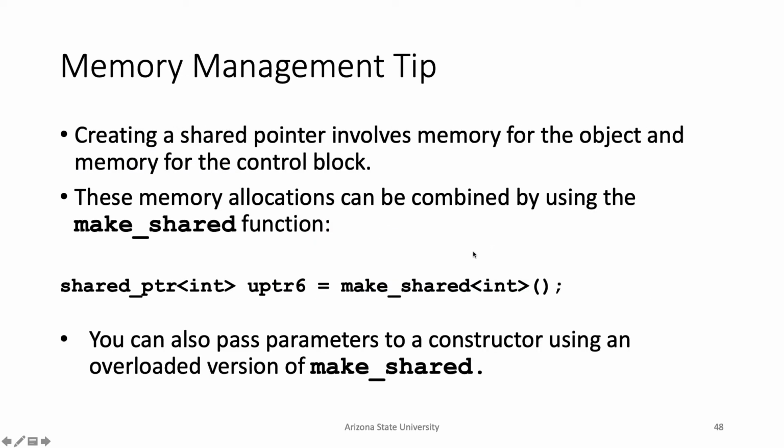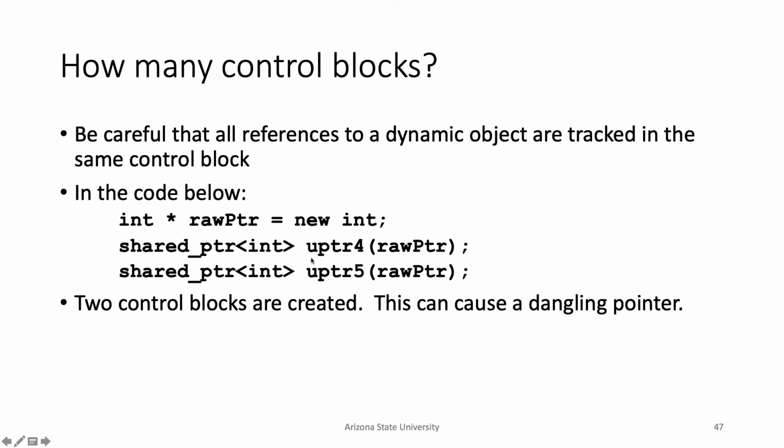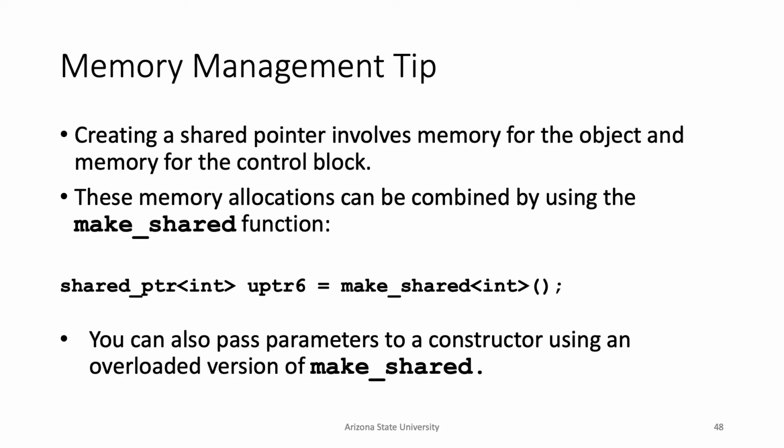because if I free up uputter 4, then that'll delete the raw pointer because that's the only thing that's pointing to it according to that control block. But then that means that uputter 5 is still trying to point to this thing that was just deleted. So we get a dangling pointer as a result. So try to keep the number of control blocks to 1 if you can, if you're using shared pointer.